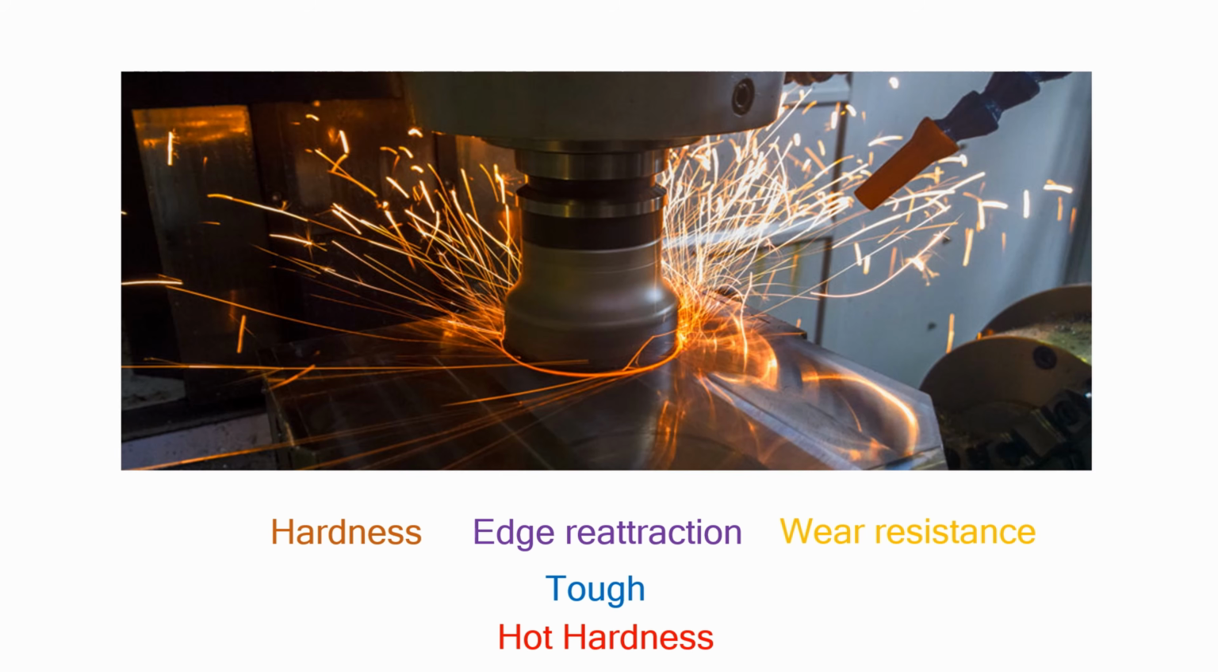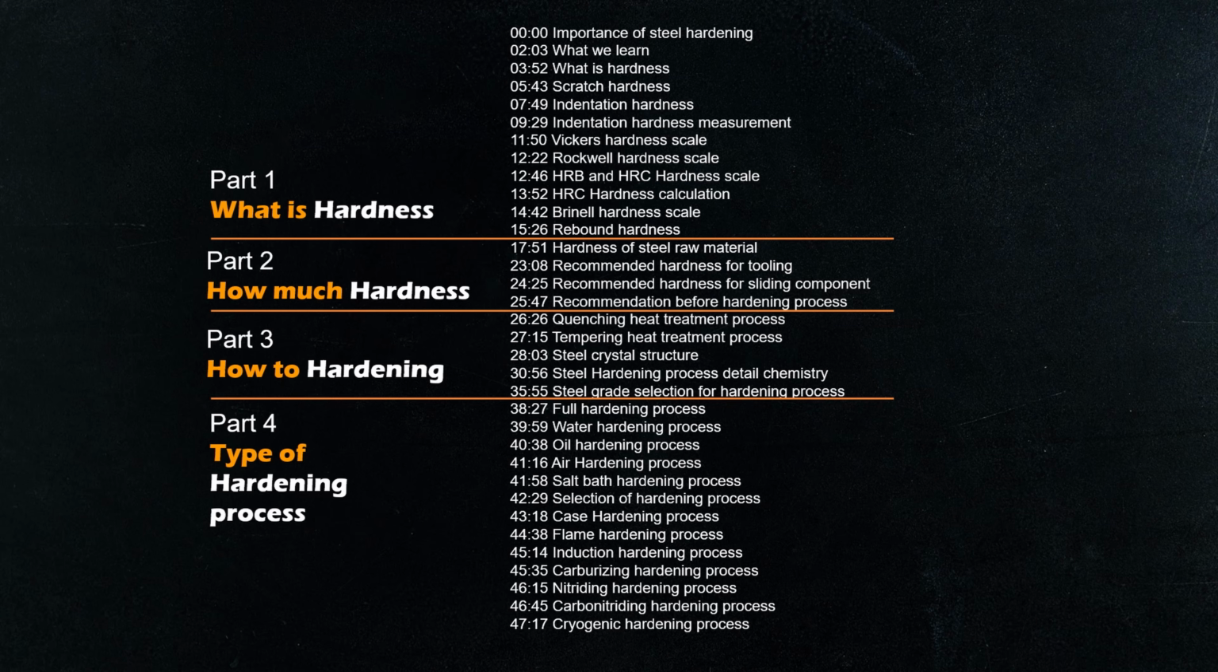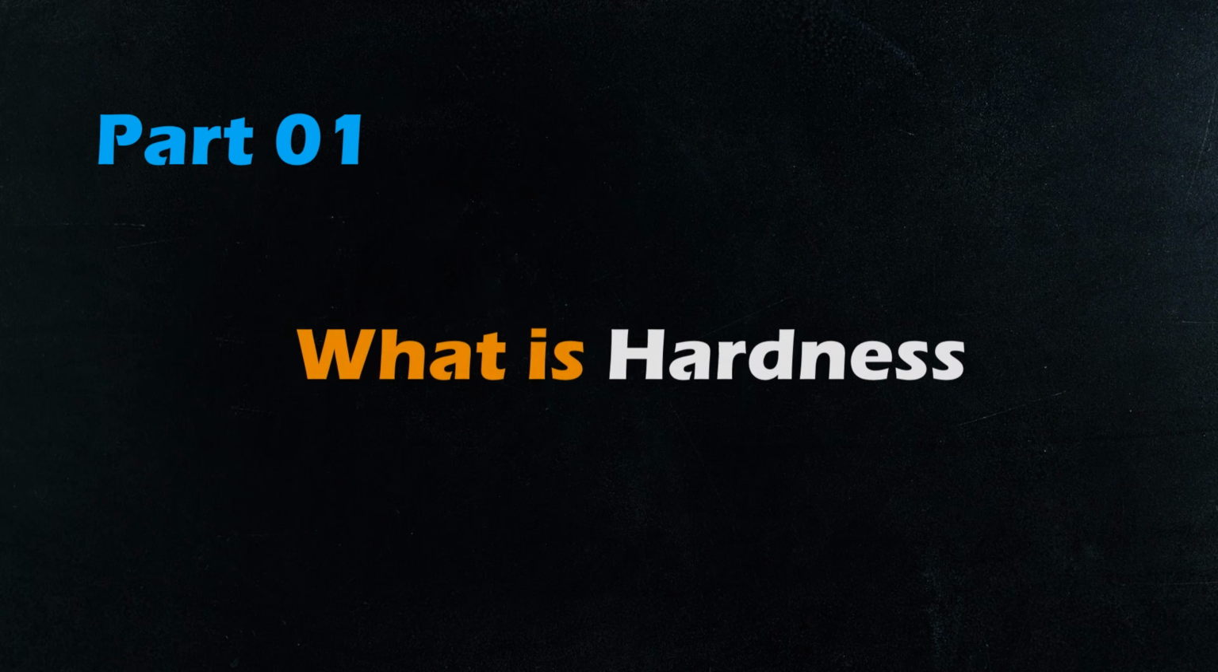And here we have to understand that for toolings and sliding components, only hardness is not an essential parameter. The tool materials must also be tough and wear resistant. So the selection of a suitable steel grade is also very important for the toolings and sliding components. And everything is well chaptered as per the time stamps. So let's start from what is hardness.